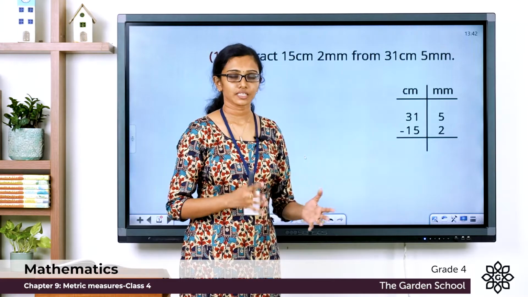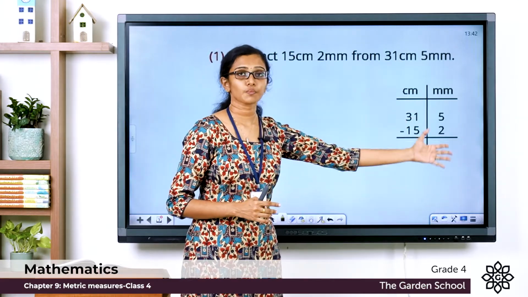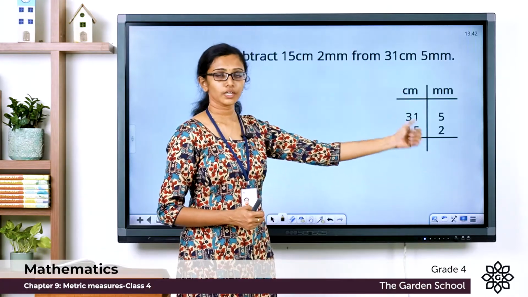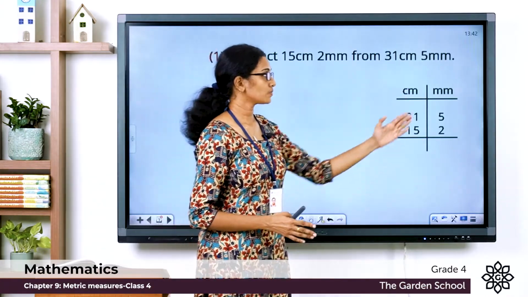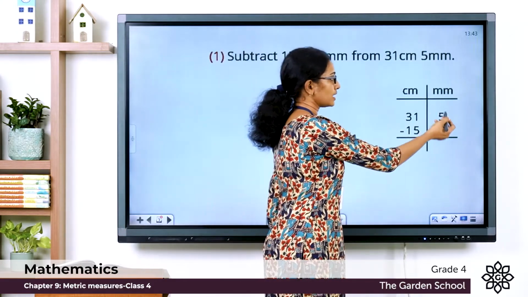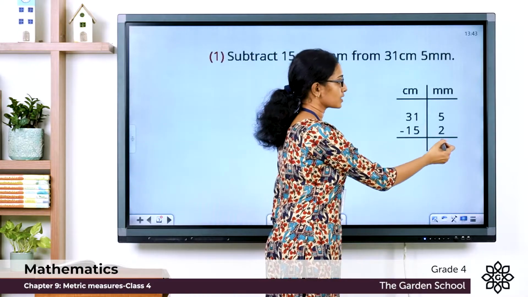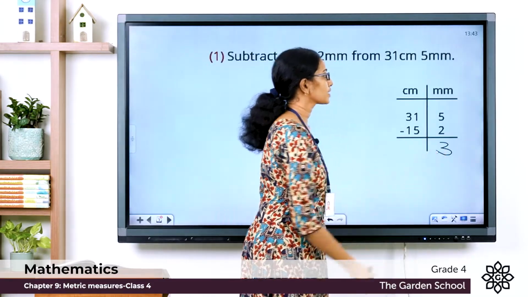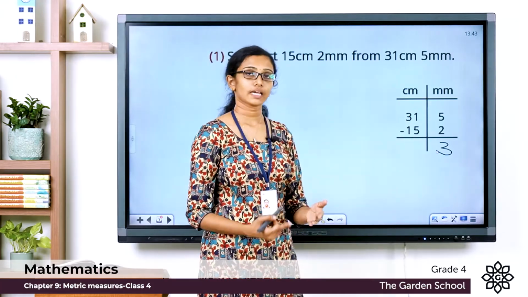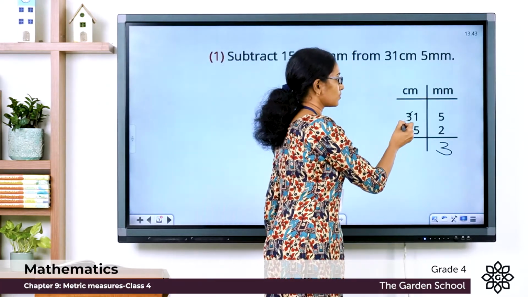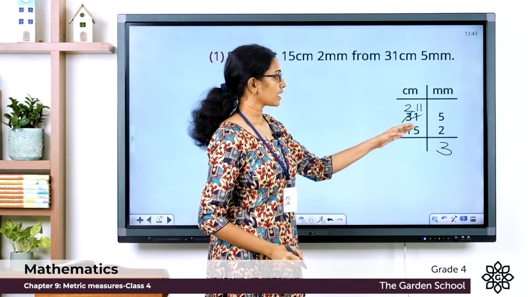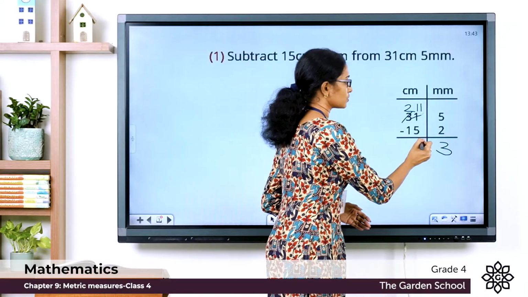Now where do we start subtracting the numbers? We start subtracting from the smaller units and move towards the larger units. So from millimeter to centimeter we do the subtraction. In the millimeter column we have 5 minus 2, which is equal to 3. Now proceeding to the centimeter column, 1 minus 5. Can we do that? No. So let's borrow from here. So this becomes 2 and this becomes 11. 11 minus 5 is equal to 6.